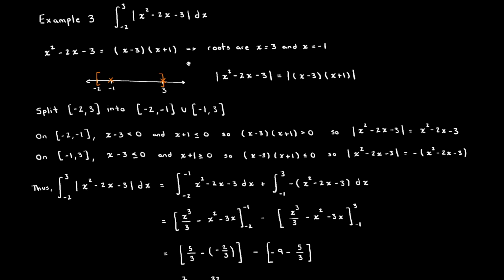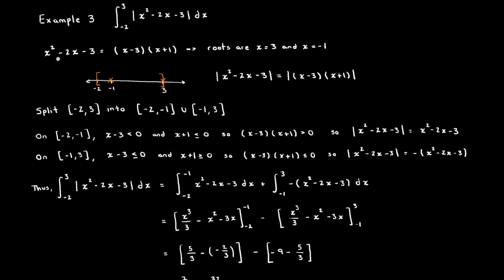And finally, let's take a look at our last problem, which is the integral from -2 to 3. And we're integrating the absolute value of x squared minus 2x minus 3. So in this case, there's not really any linear terms yet. We're integrating the absolute value of a quadratic function, a second degree polynomial. So the idea here will be to basically factor this polynomial and get it in terms of linear factors.